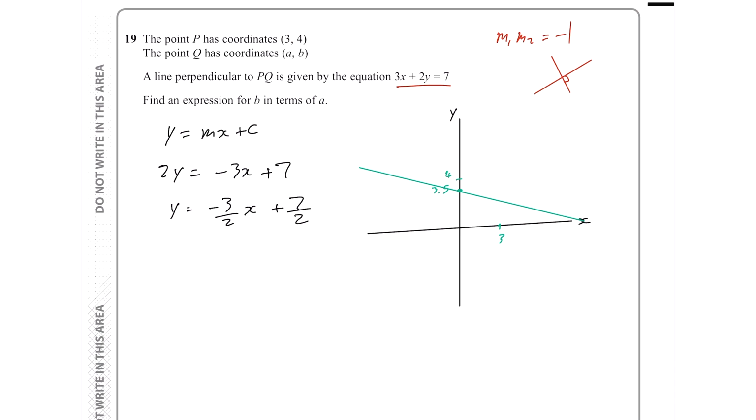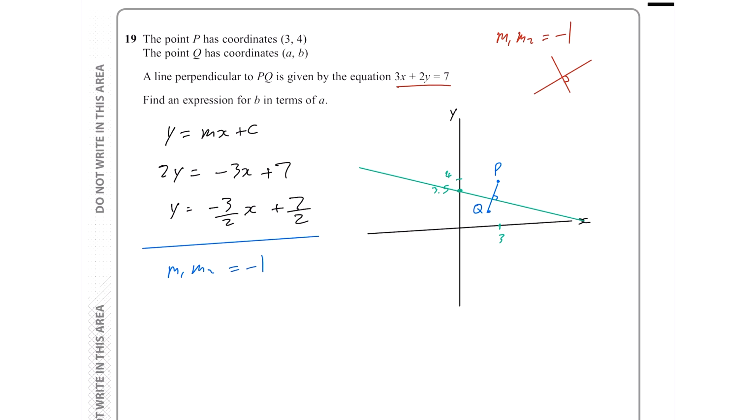Let's use a different color. So that's going to be there, and that can be point P. Since it's perpendicular, we can say Q is probably somewhere there, roughly. Then the other line must go through it like this, at a 90-degree angle. Remember the formula I told you earlier. So we have m1 × m2 = -1.